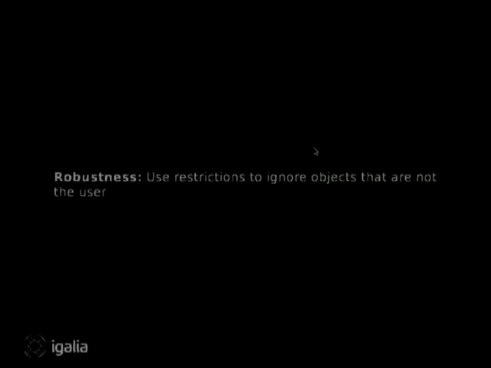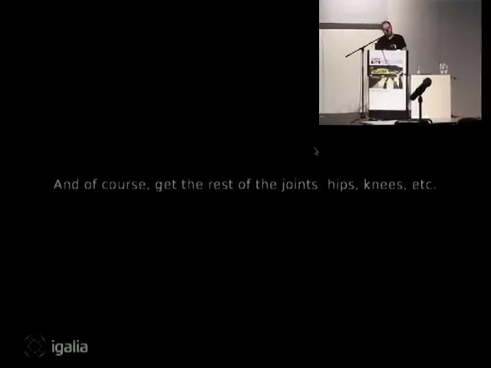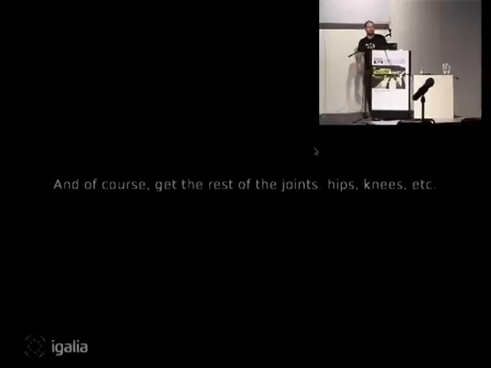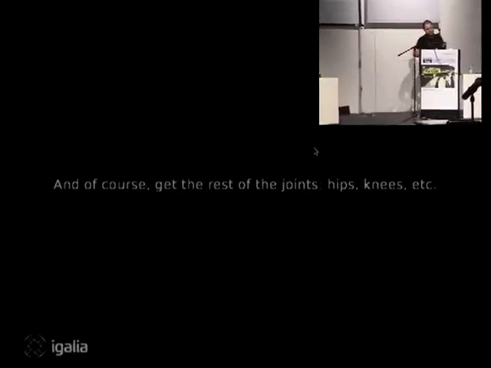Robustness. We need some restrictions because right now, if you have a chair next to you, it might be considered part of your body. So we need to do something to exclude some elements. And multi-user, because right now we track one person. It will be fairly simple to track more than one person. And of course, get the rest of the extremas, of the joints, sorry. The knees and the feet and all of that.